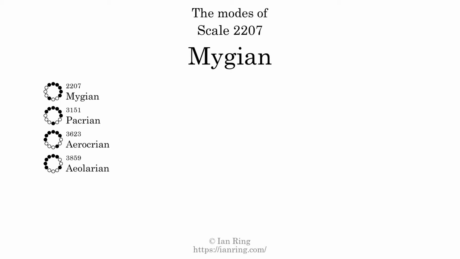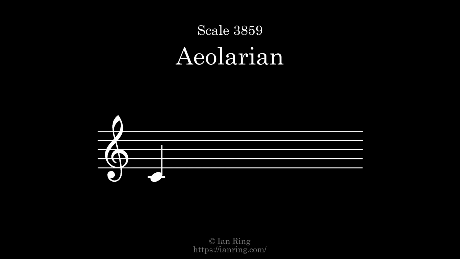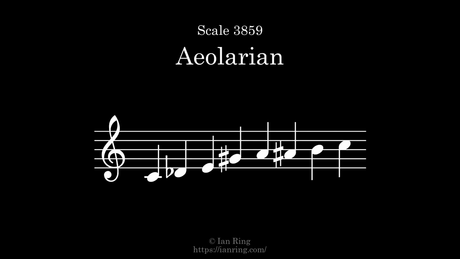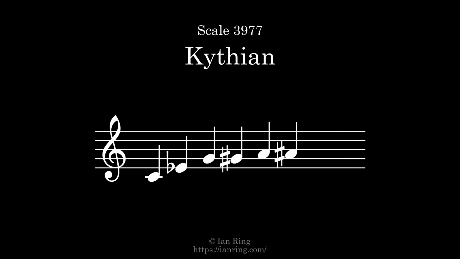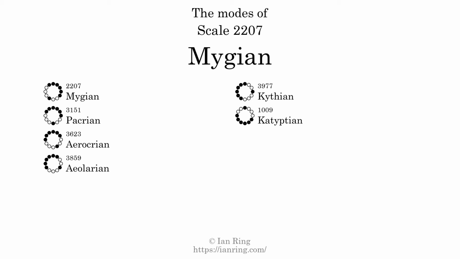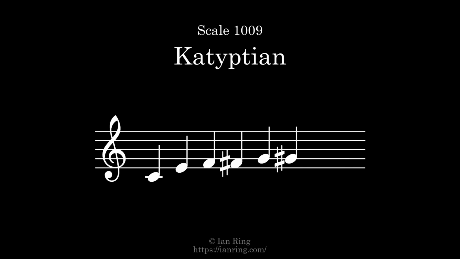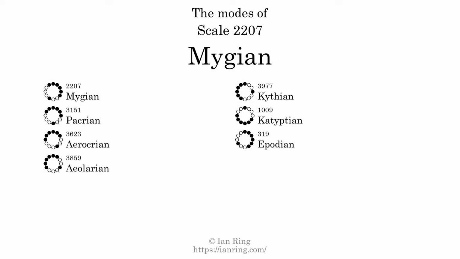The fourth mode is scale 3859, also known as Eulerian. It sounds like this. The fifth mode is scale 3977, also known as Kotyptian. It sounds like this. The sixth mode is scale 1009. Also known as Kotyptian. It sounds like this. The seventh and last mode is scale 319, also known as Apodian. It sounds like this.